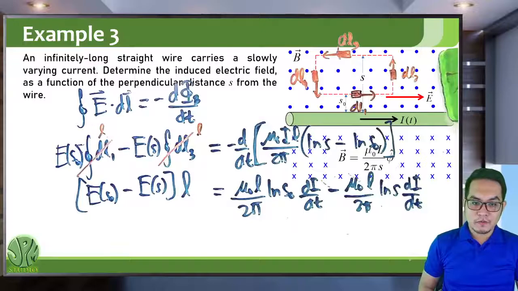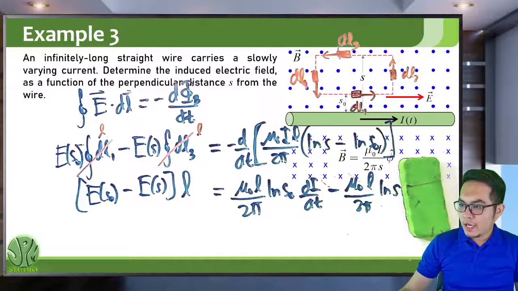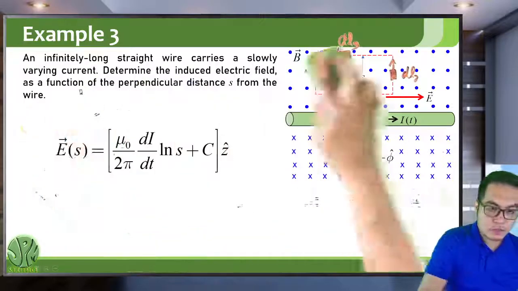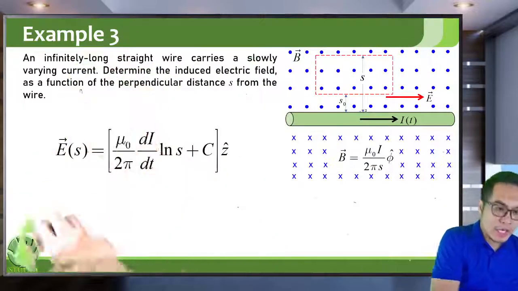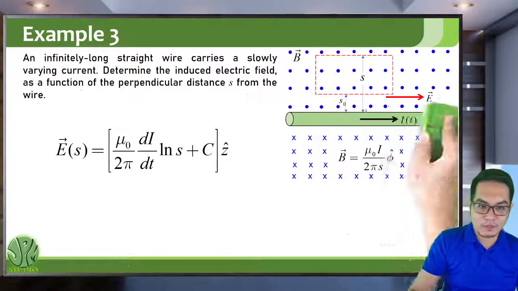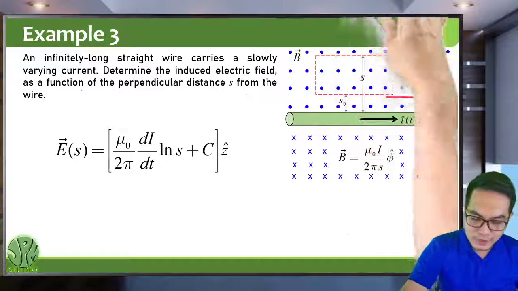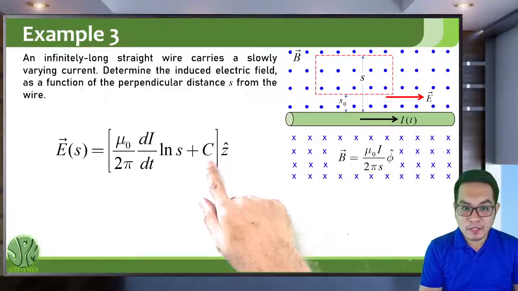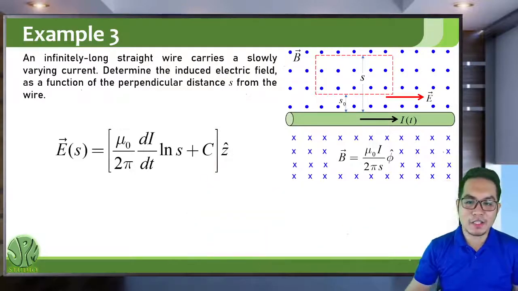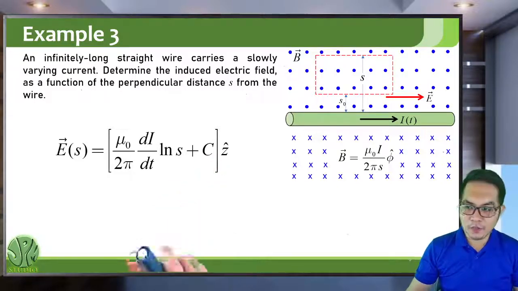So divide both sides by L, and you can now solve for E of S. From here you can make a comparison, and you will get a value of mu naught over 2 pi di dt ln of S. That is the electric field as a function of S. And take note here that our current is time dependent. So C here is just some constant with respect to S, but it can actually depend on t in this case. It is a constant with respect to S, some integration constant.